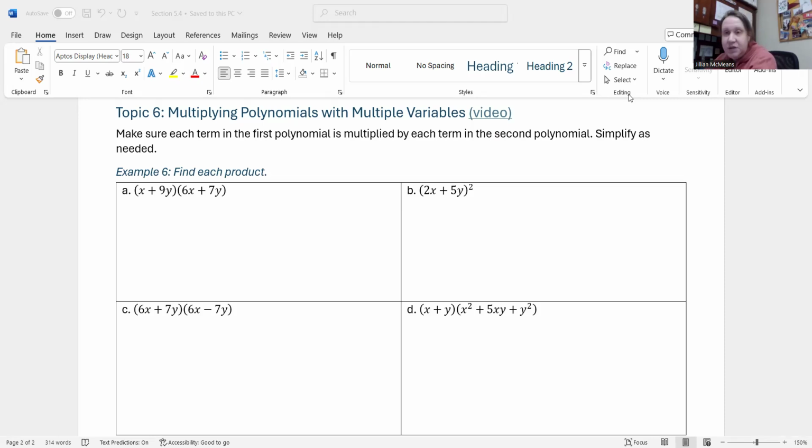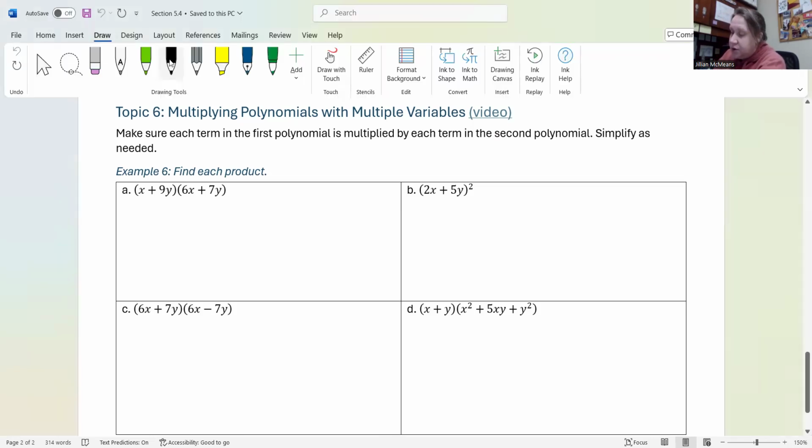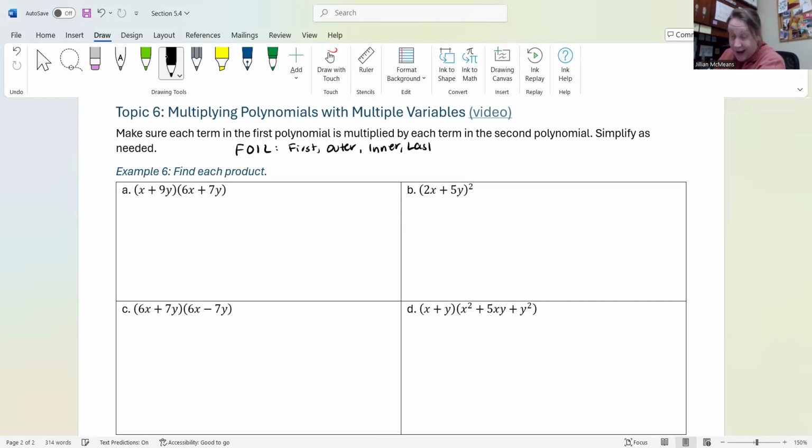So for part A, this is setting us up very nicely to basically do the FOIL method. Okay. So remember, for the FOIL method, we're looking at multiplying the first terms, then multiplying the outer terms, then multiplying the inner terms, then multiplying the last terms. That's what FOIL stands for. But for me, what I'm going to do is I'm going to start with this x. I'm going to distribute it through the second polynomial. Then I'm going to take the 9y and distribute it through the second polynomial. And that just kind of naturally does the FOIL method. Okay, so let's go ahead and start.